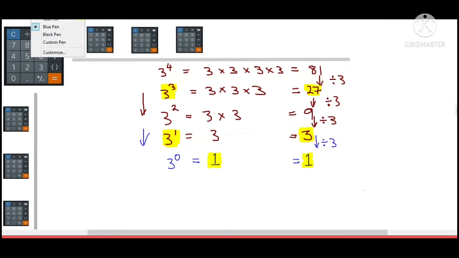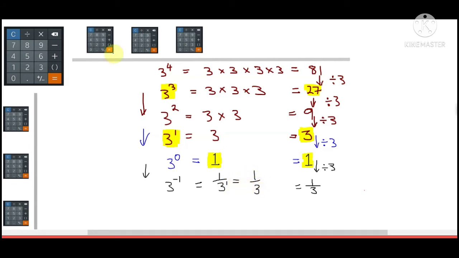But I don't think we should stop. I think we should still continue. So let's divide by 3 again. So 1 divided by 3 of course would result in 1 divided by 3, which is the same thing as 1 over 3. Now as we reduce the exponent by 1, we would be getting 3 to the negative 1, of course, because 0 minus 1 is negative 1, right? And the laws of indices tell us that that means 1 over 3 to the first power, which is just 1 over 3.